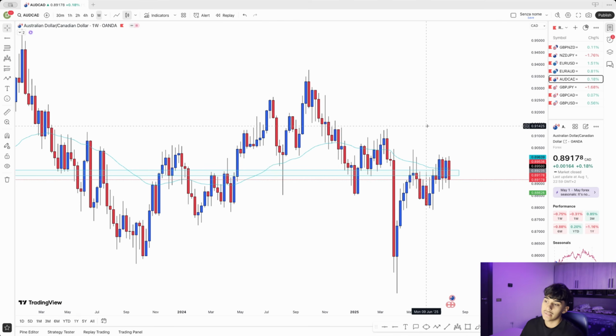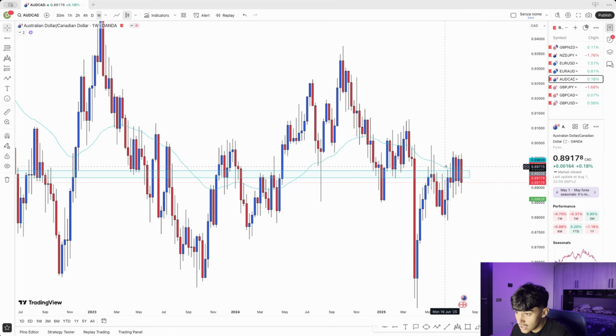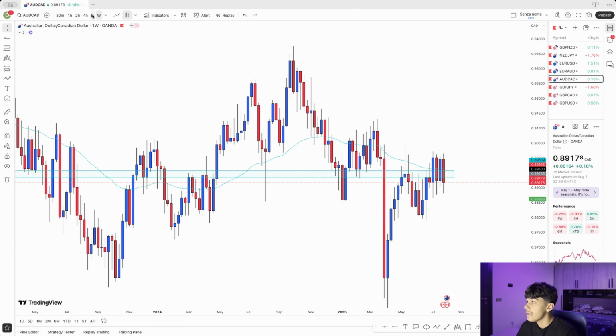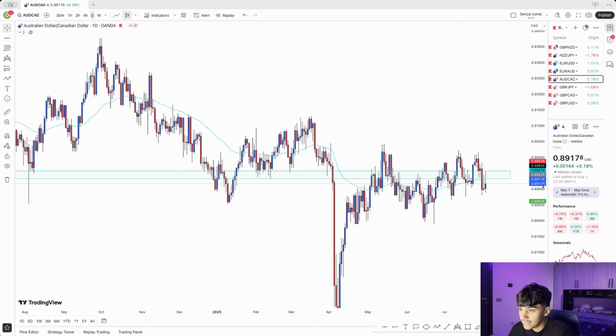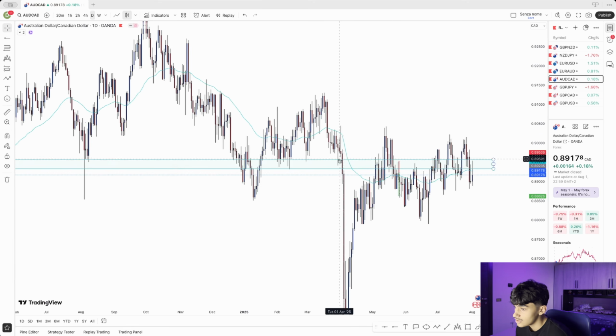Now let's see AUD CAD. AUD CAD on the weekly time frame, we are bearish. Last week was a bearish engulfing candlestick, rejecting this area of interest plus rejecting the EMA. The daily time frame is bearish as well. We have this kind of head and shoulders. I wouldn't count it as a head and shoulders. We have this area of interest right here.